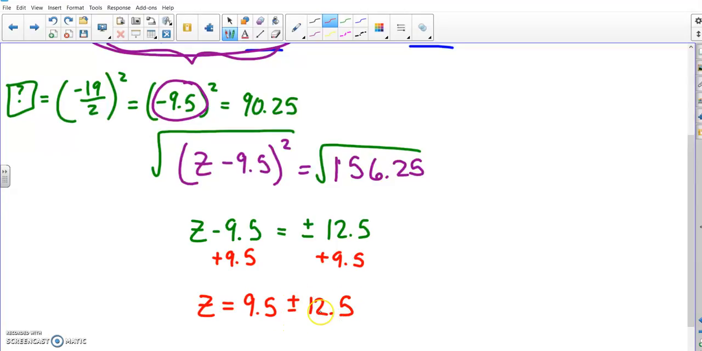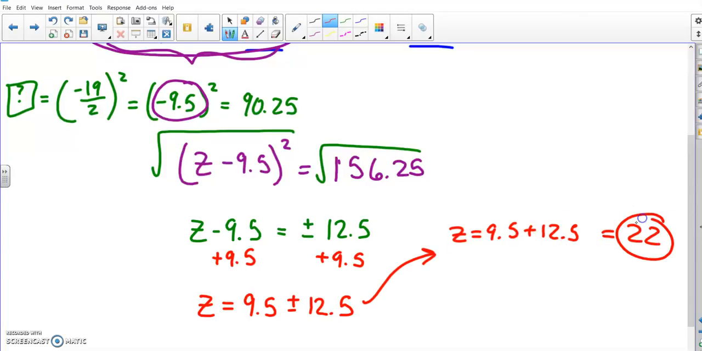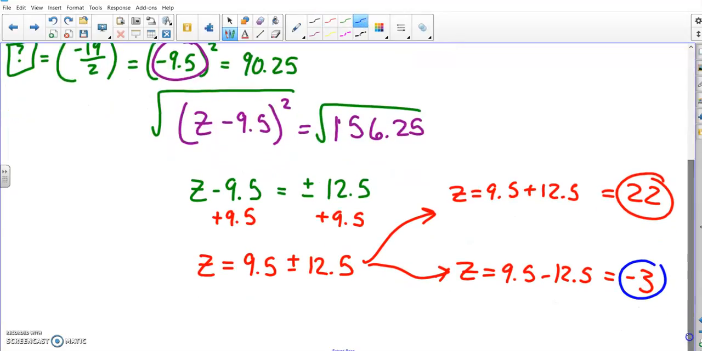Now, since it's plus or minus, that actually yields two different solutions. We're going to have z equals 9.5 plus 12.5, which gives us a positive 22, or we have z equals 9.5 minus 12.5, which gives us a negative 3. So the two solutions to this quadratic equation are z equals 22 or z equals negative 3.